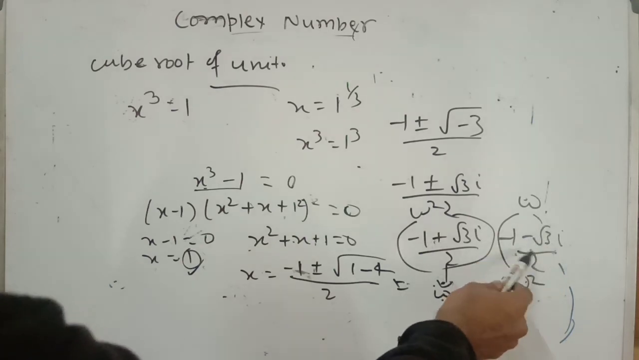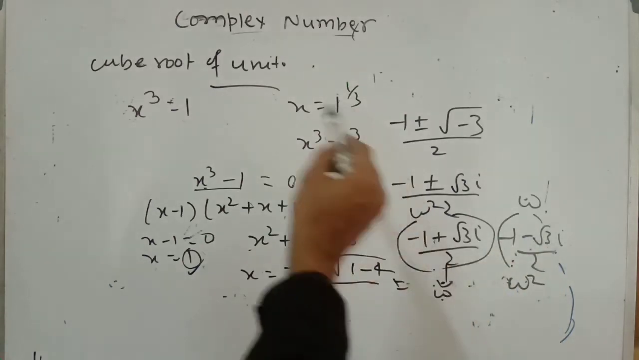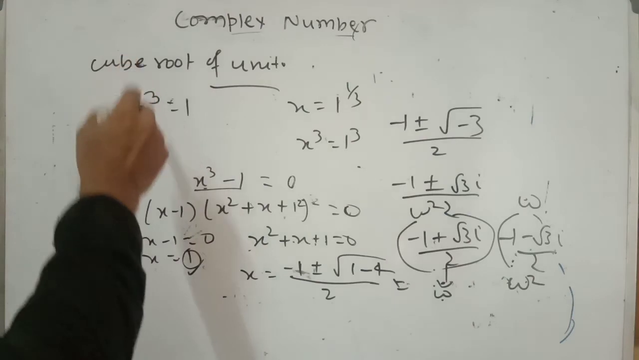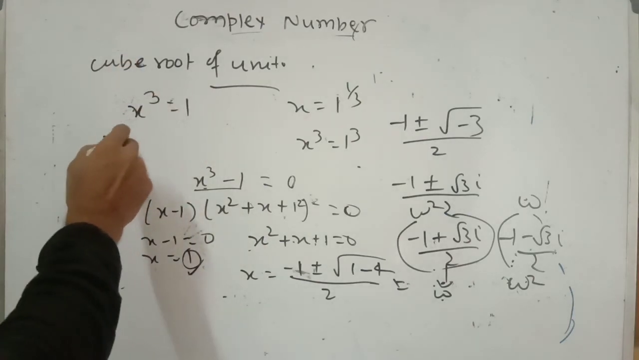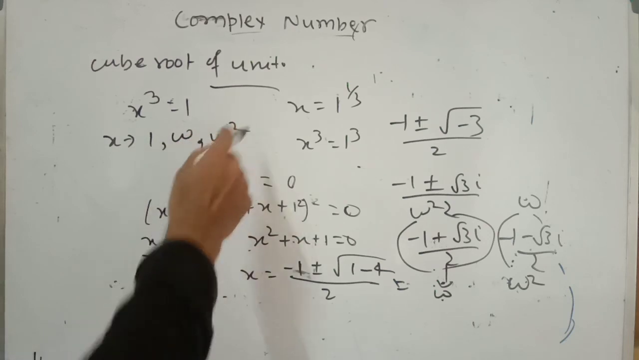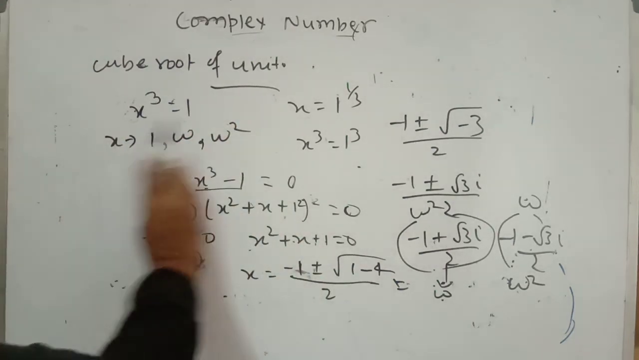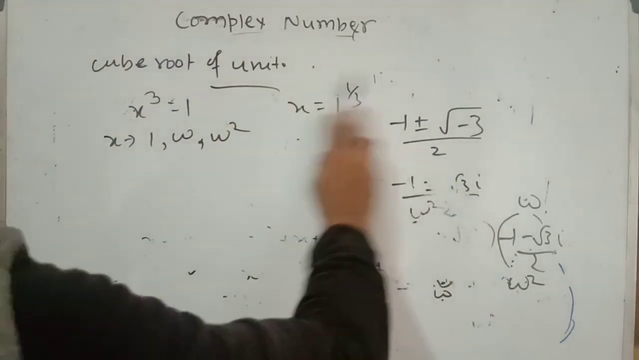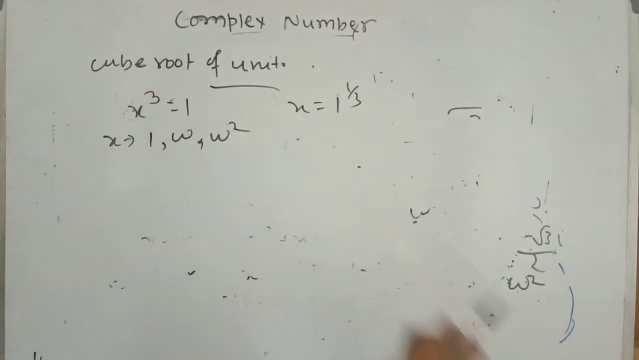If you consider omega, when you square it, it will become this one. So the cube roots of unity become 1, omega and omega square. Okay, so that means any value you put here satisfies that equation.